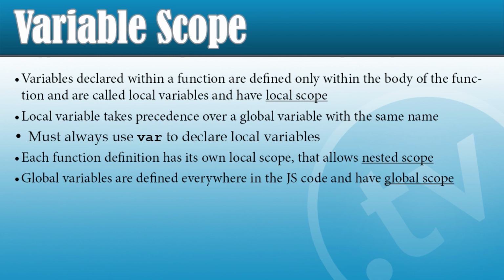So variable scope. Variables declared within a function are defined only within the body of the function and are called local variables and have local scope. Local variables take precedence over a global variable with the same name. You must always use the var keyword to declare local variables. Each function definition has its own local scope. That allows nested scope. Global variables are defined everywhere in the JavaScript code and they have global scope.